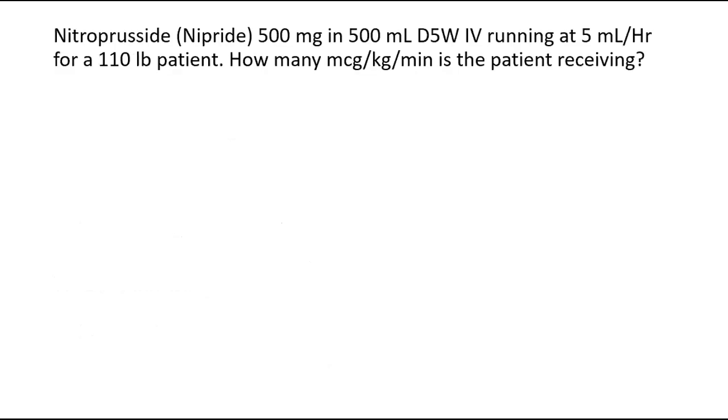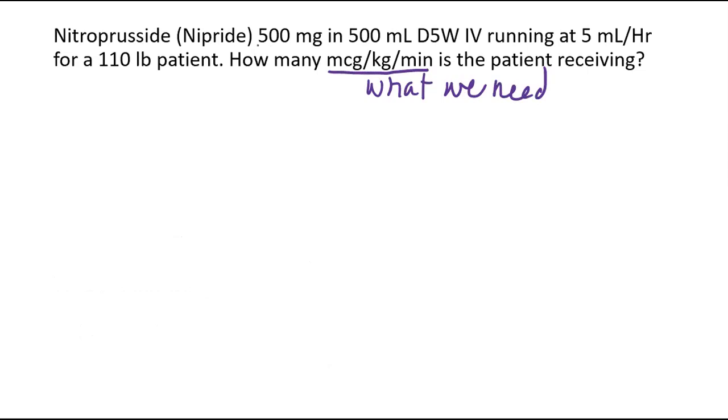So here we have nitroprusside or nipride, 500 milligrams in 500 mils of D5W running at 5 mils per hour for a 110-pound patient. How many micrograms per kilogram per minute is the patient receiving? Well, we're going to pay attention to this part right here. That's what we want. That's the final thing, what we need. We need micrograms per kilogram per minute.